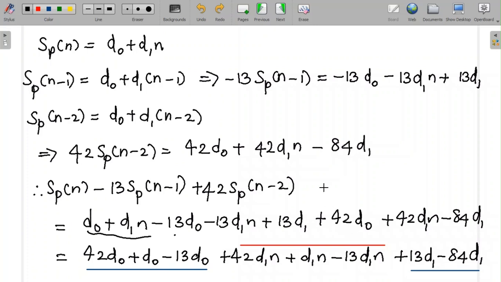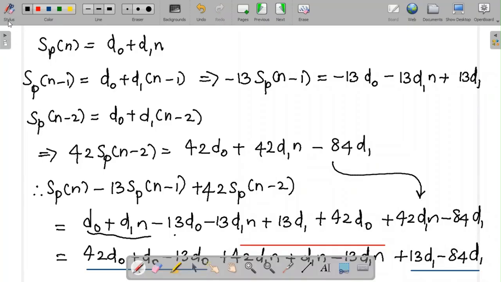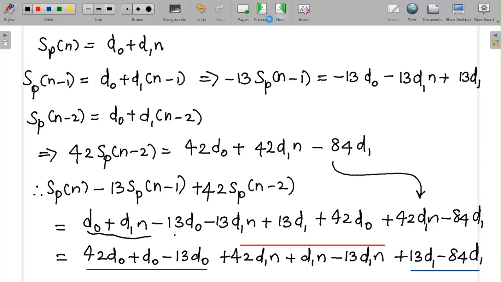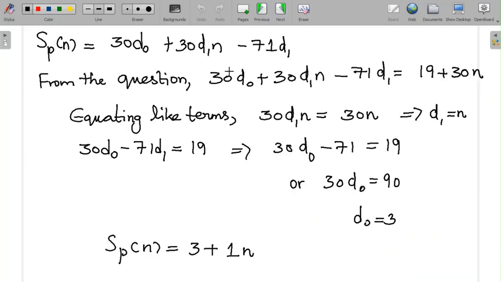42 d naught plus 42 d1n minus 84 d1 from here. We can group the like terms. We can collect all constants together, all d naught terms together, all d1n terms together, and that will give us a nice, easy way to solve the equation. So they simplified down to 30 d naught plus 30 d1n and a 71 d1.